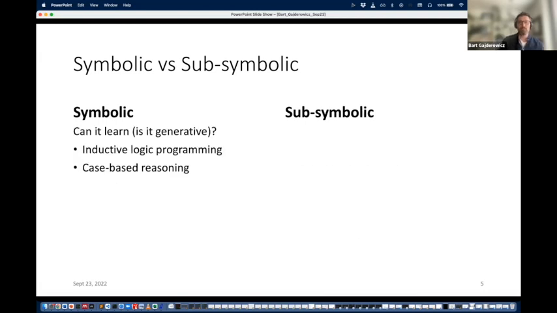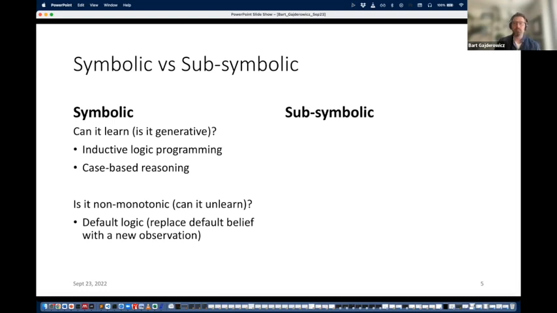So here are some misnomers about these models. Can it learn? Sub-symbolic methods are known for being able to learn new information, but symbolic models are known for being static and not able to incorporate new information once a model has been built. So this is actually not true. Symbolic models like inductive logic programming and case-based reasoning can actually use new information that becomes available and build out their model. As long as no contradictions are introduced, we can put new knowledge into the system and make new inferences later on.